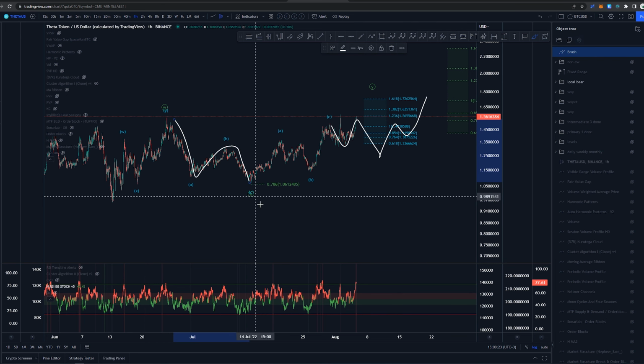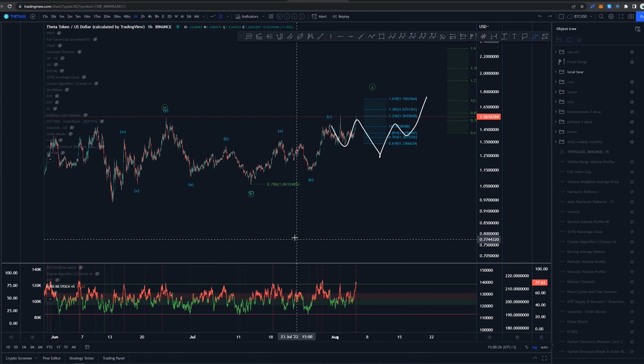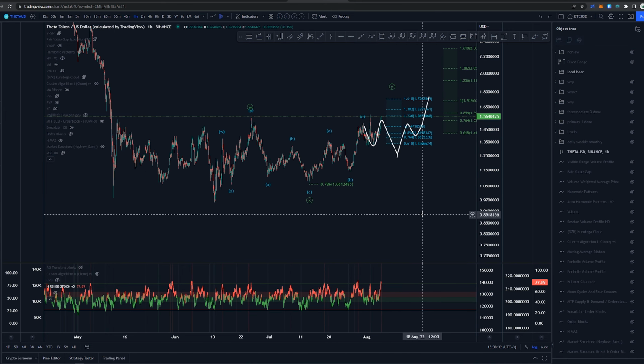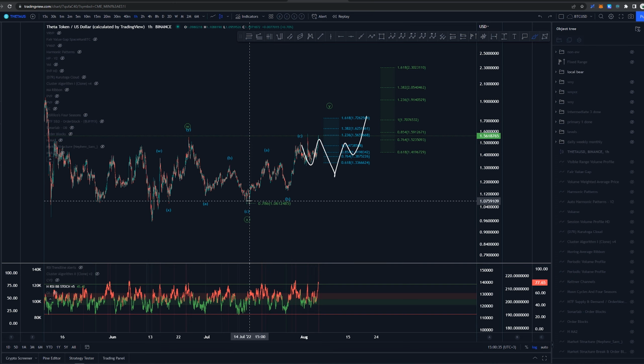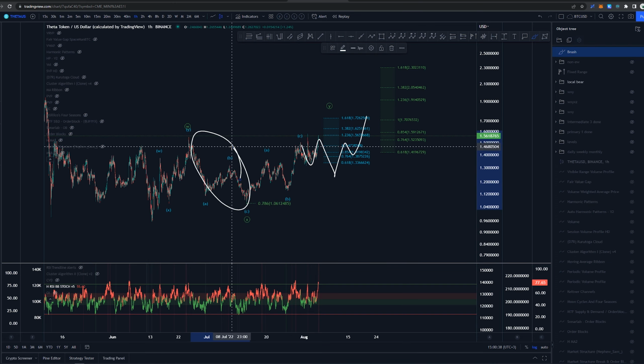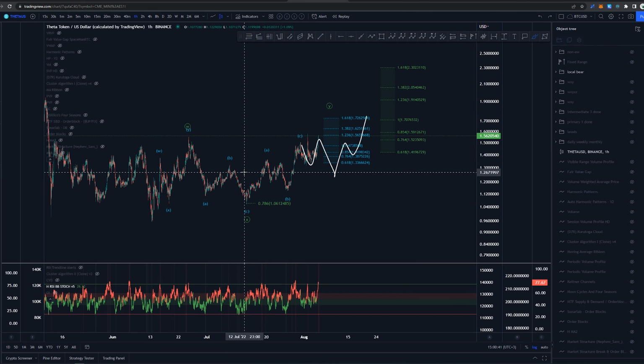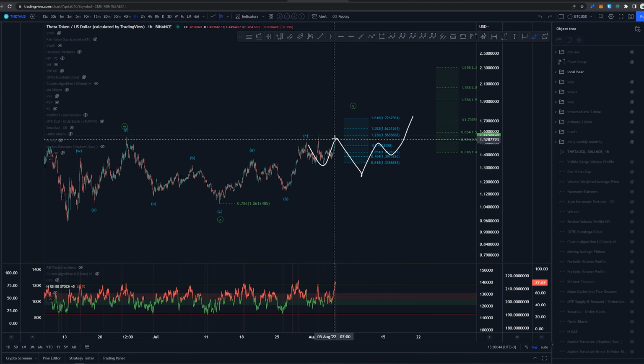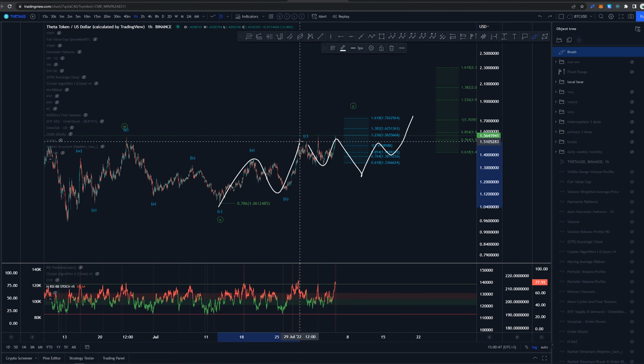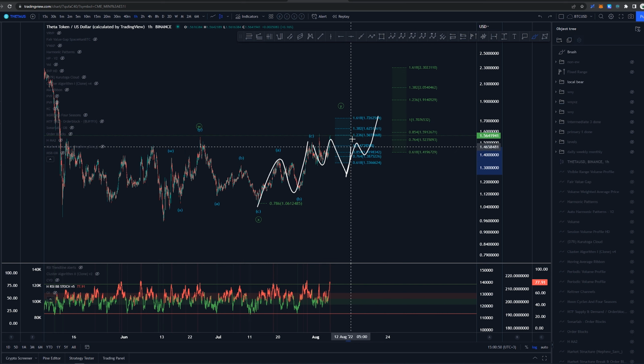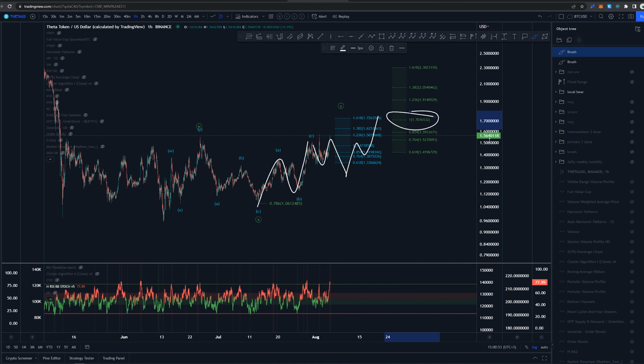Then some kind of three-way structure here, either WXY or ABC, and then again some kind of ABC. I'm not quite sure if this is the same degree as these. Size wise this would make sense, however it does not seem to be finished here. We are just pumping up higher, so I'm thinking that we could have this as the first leg, then another leg down and another leg up. At that point we could have a chance to get to the 1-to-1 extension of this W wave pivoted from this X. So that would be the ideal target.